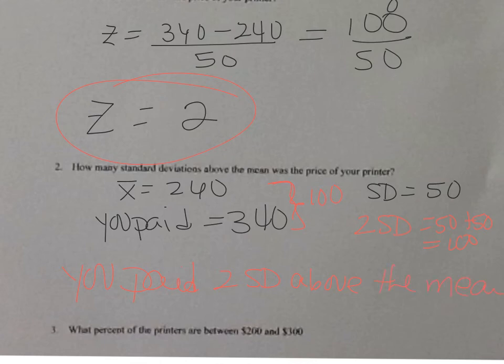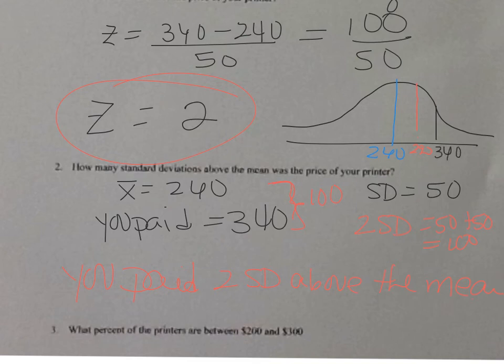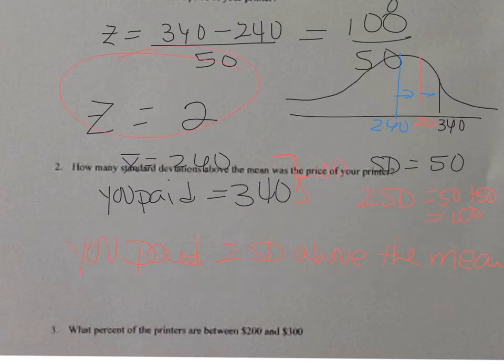Okay, so if you look at the bell curve, in the middle was our mean, which was 240. So here's 1 standard deviation above the mean. 1 standard deviation would be $50. That would put us at $290. So now we are at 2 standard deviations above the mean. So we're over here at $340. So from here to here was $50 and then another $50, 2 standard deviations above the mean. All right, and let's look at the last one.